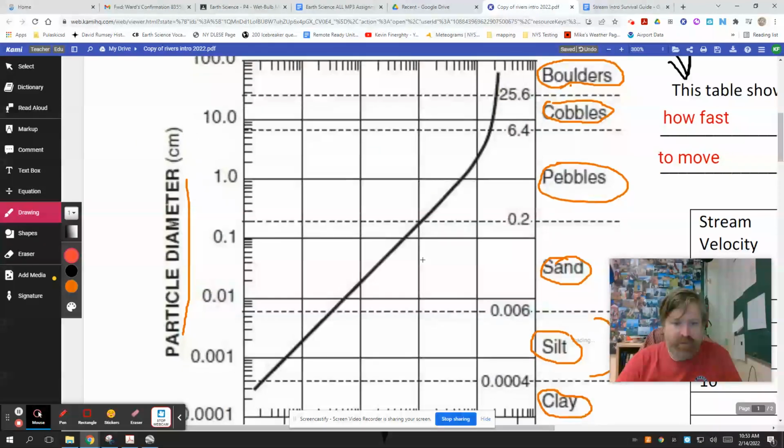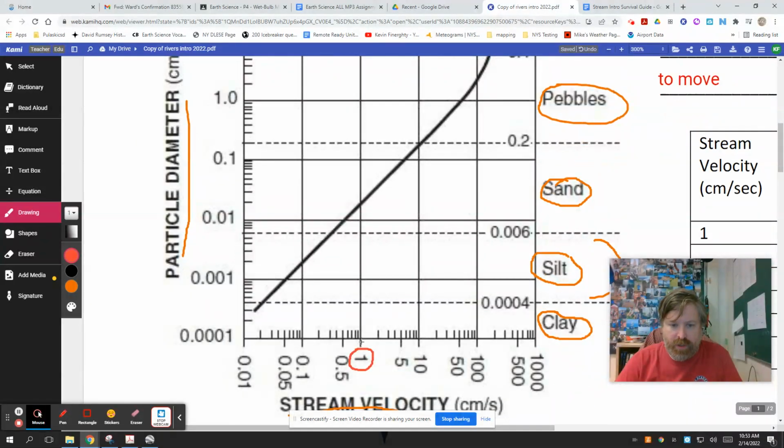A little bit more. The stream velocity is going to 1, all I'm going to do is follow it up to this black line, because again, this black line is the answer to all of the questions. That's where it hits. That's where the answers lie. My particle diameter is that, and the name of that size particle is sand.